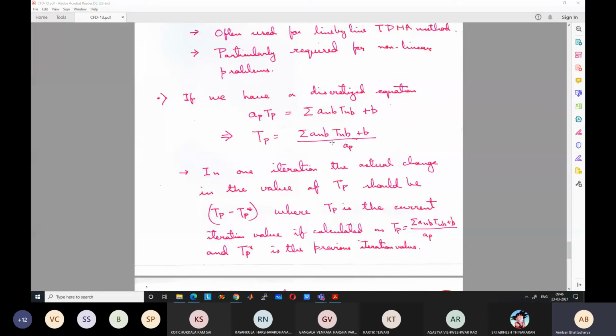So let us take a look at how it is implemented. Okay. So if we have a discretized equation, APTP is equal to summation ANB TNB plus B.